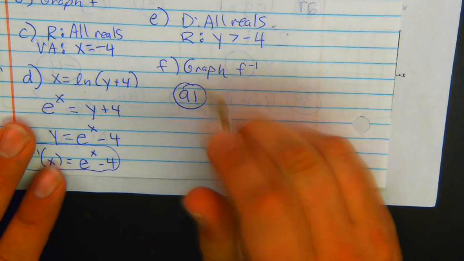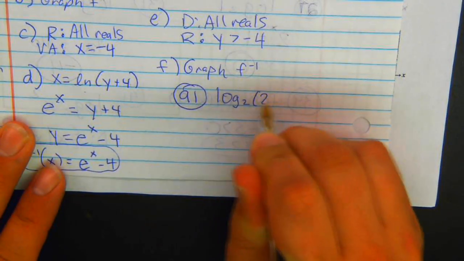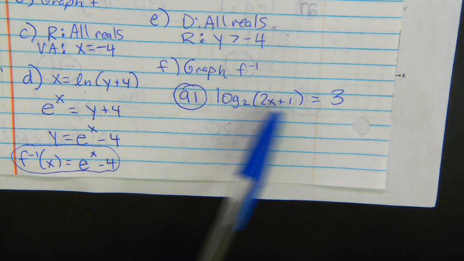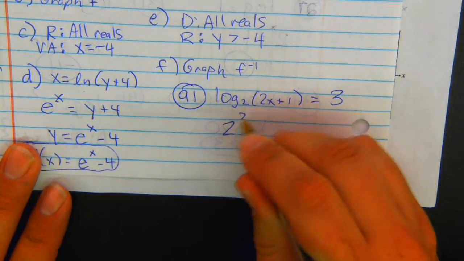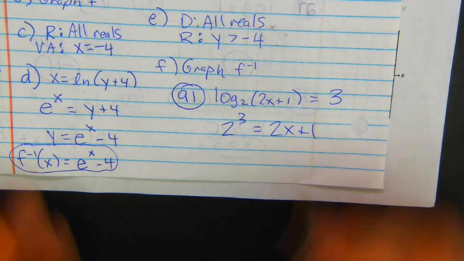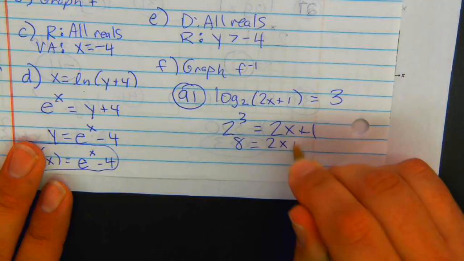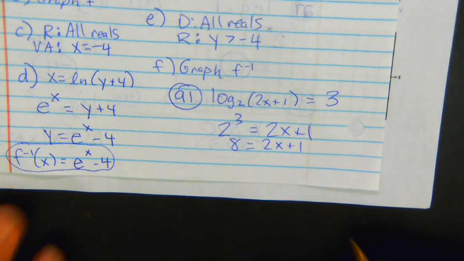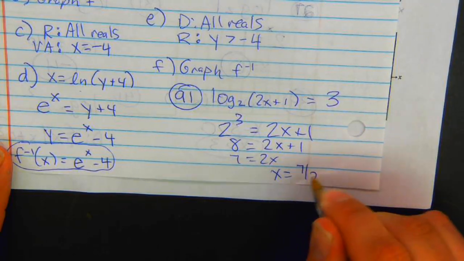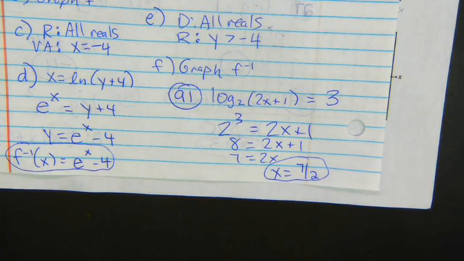91. Just going to do this last one. log base 2 of (2x + 1) equals 3. You just use the log equation to set up your own equation without log. 2 to the third equals this. 2 to the third is 8. You just have a simple equation to solve here. 8 is 2x plus 1. Subtract 1, divide by 2, and you get 7/2. So that's how you'll do the last section.